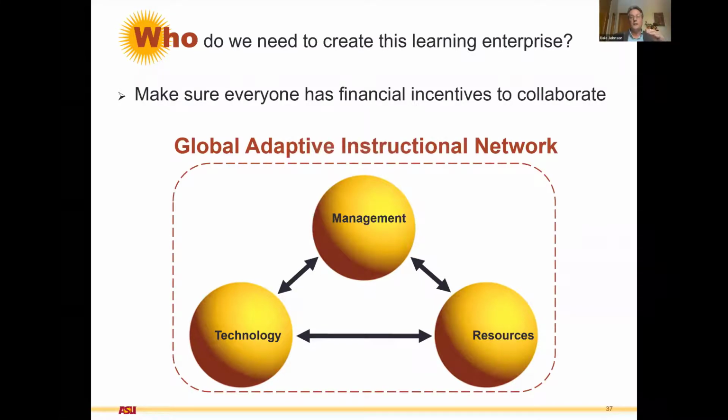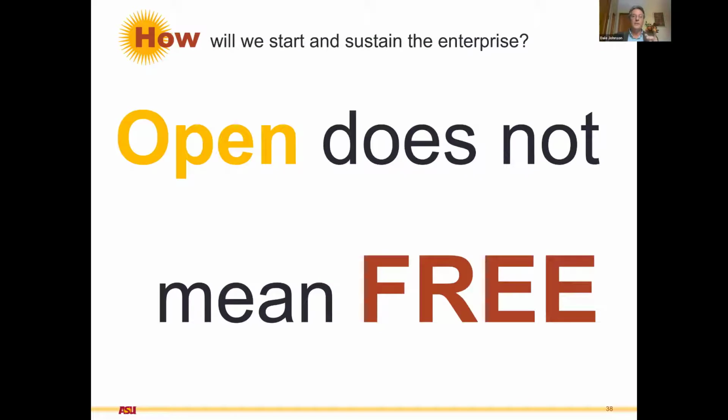So we think about this as 3 different players in the financial structure of the Global Adaptive Instructional Network. There needs to be a management component. Somebody's going to have to run the operation, make sure that the bills are paid and people are participating in a positive way. Faculty will develop the instructional resources through the scholar sourcing approach. And we need vendors who will support the technology and create this open instructional network so that these contributions from faculty can be integrated. I want to highlight here, though, that open does not mean free.